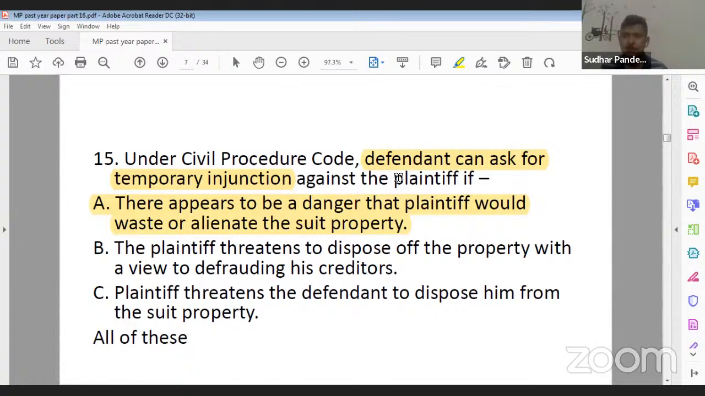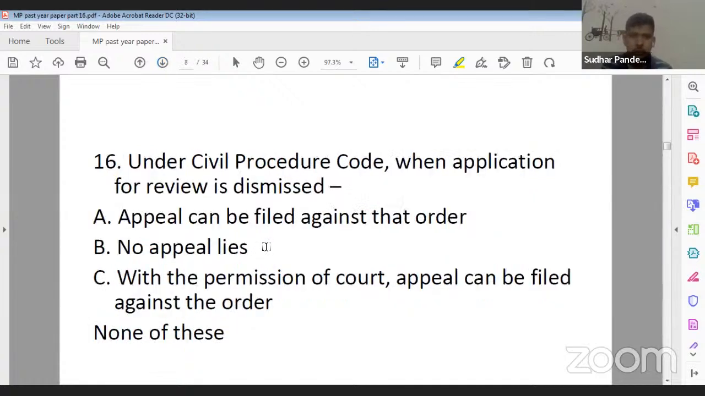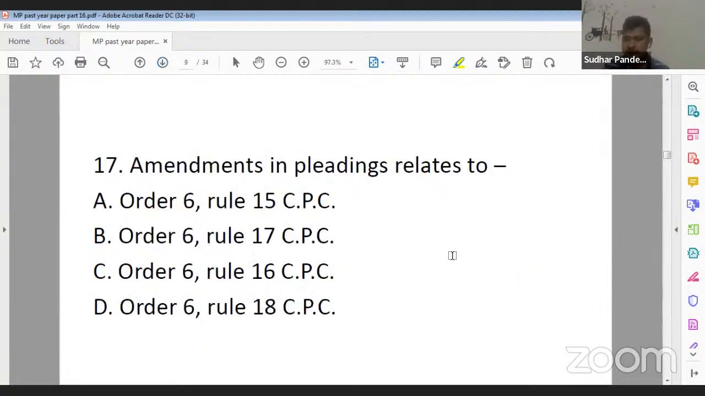For better explanation, I'll suggest you to read Order 39 Rule 1A of CPC. And at the end of this particular session, I am going to discuss Order 39 Rule 1A of CPC for better explanation. I hope it's clear, Ankita ji. Now, question number 16, its answer will be B, that is no appeal lies. When application for review is dismissed, no appeal lies against such an application. So B for Bangalore is the correct answer.